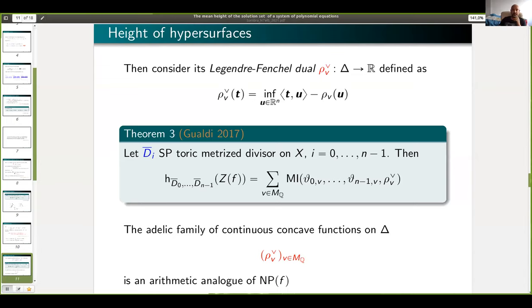To support this, there is a theorem that tells you that if you have a family of semi-positive toric metrized divisors on the toric variety, you have n of them, you start with zero, you end up with n minus one, then the height, the arithmetic intersection number, the height of your hypersurfaces can be written exactly in combinatorial terms as an adelic sum, exactly as before, where you have the root functions of your given divisors, and also this Legendre-Fenchel dual of your Ronkin function. This is a formula for the height of this hypersurface, even if this hypersurface is not toric, of course, which is the interesting thing of this theory.